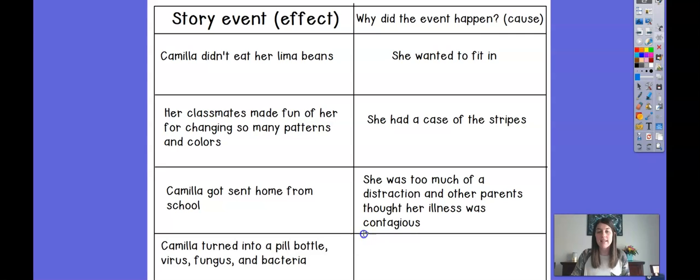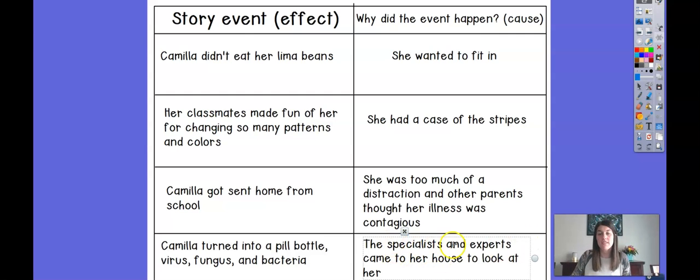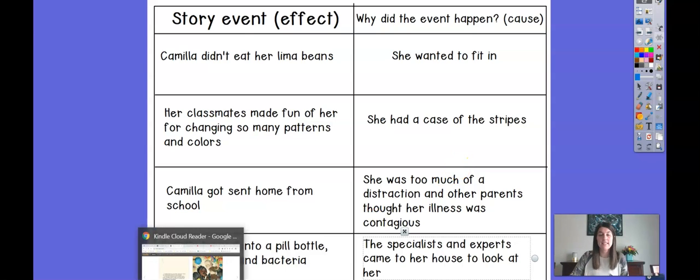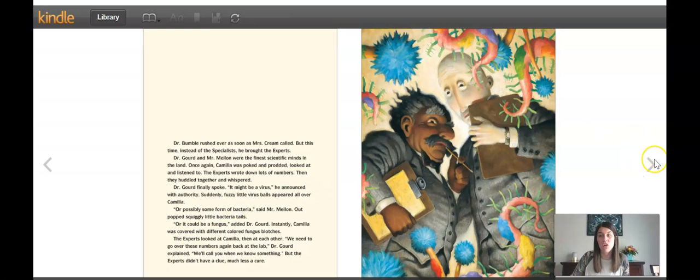Okay, well, what caused that to happen? Good. We know that the specialists and experts came to her house to look at her. So if the specialists and experts came to look at her, then she turned into that pill bottle, the virus, the fungus, and bacteria. If they didn't come to look at her, do you think she would have turned into the pill bottle or the virus or the fungus or the bacteria? Probably not, because those words might not have been used if they didn't see her. Let's continue reading to see if we can find any more events that happened and what caused them.